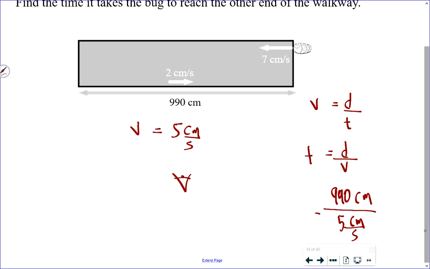So we divide these two. You get 198? Is that right? So it's 198 seconds. Any questions so far? This is not in your handout. It's just kind of a thought experiment to get us warmed up to what's coming.